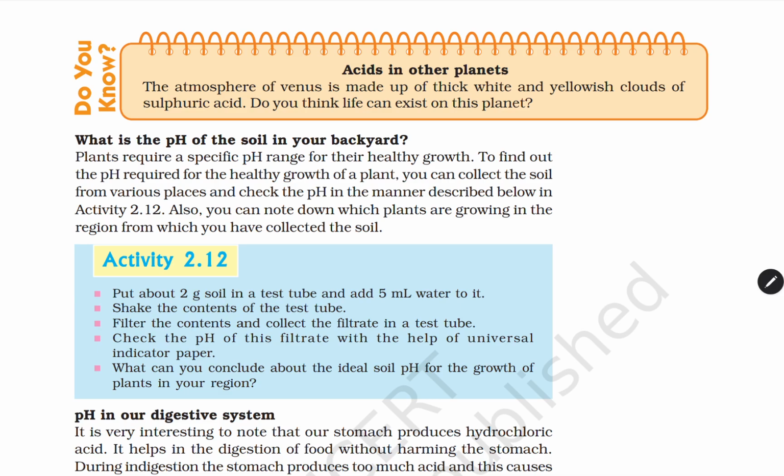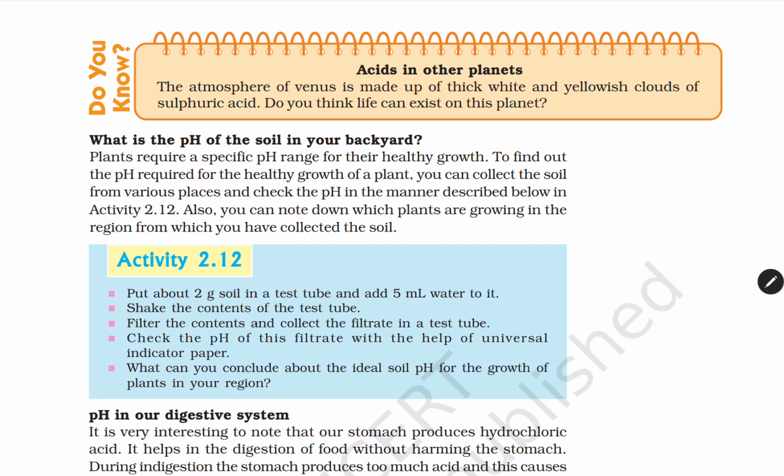Here some other interesting things are given. Acids in other planets. If you observe, Venus is made up of thick white and yellowish clouds, which are made up of sulfuric acid. Do you think life can exist on this type of planet? It is very difficult if the atmosphere contains sulfuric acid. We cannot live in that type of atmosphere. This is proven in research.